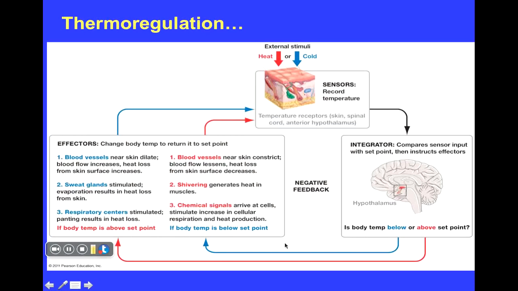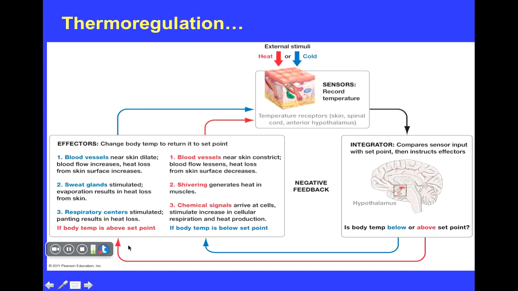So for example, if your body temperature tends to be below the set point, so if you go outside on a cold winter day, what's going to happen? Well, blood vessels near your skin are going to constrict, you might start to shiver, and you might even increase cellular respiration to generate more heat within your body, all of course in an attempt to warm up your body and bring it up to that set point.